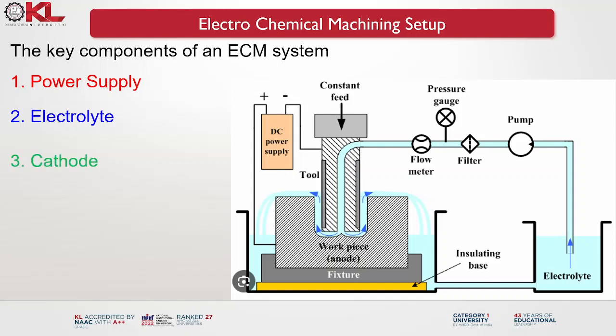Next is the cathode. The tool or electrode that is connected to the negative terminal of the power supply. It is usually made of a conductive material like copper or graphite and is shaped to match the desired shape of the machined feature. Whatever the shape of the machined feature, the same shape we provide on the tool also. The next is the anode. The workpiece that is connected to the positive terminal of the power supply is typically made of a conductive material like stainless steel, titanium or other metals. It acts as an anode.